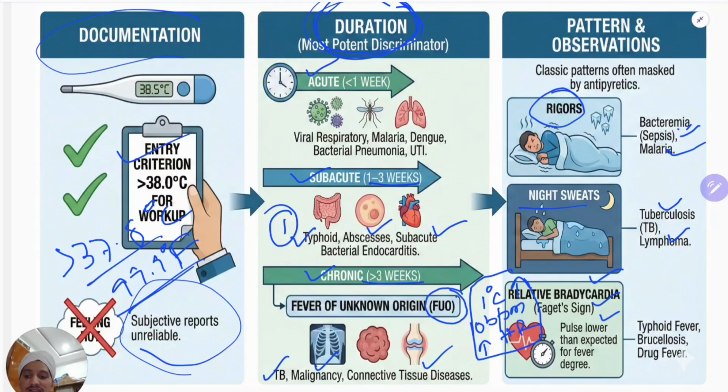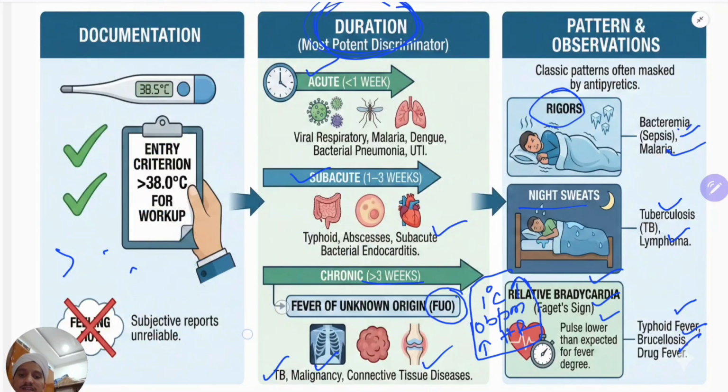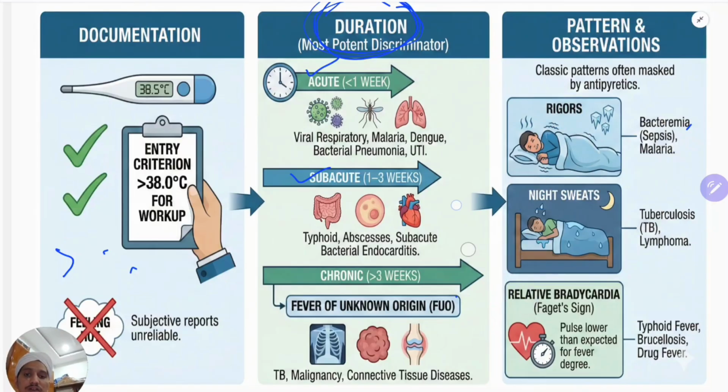If the pulse is not to the expectation of the degree of fever, then the causes can be typhoid fever, brucellosis, and drug fever. So these things you should remember. First documentation, then observations, and duration is the most important thing.